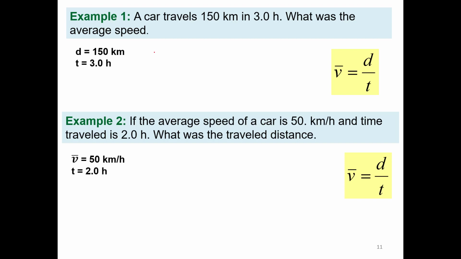And if we apply the equation, we will have the average speed equal to the distance, which will be 150, divided by the time, but the time is 3.0 hours. And the average speed will be 50. And now the units, very important, don't forget the units. These are the units of the speed. Then we know we are doing it correctly. Yes, it's units of distance divided by units of time.